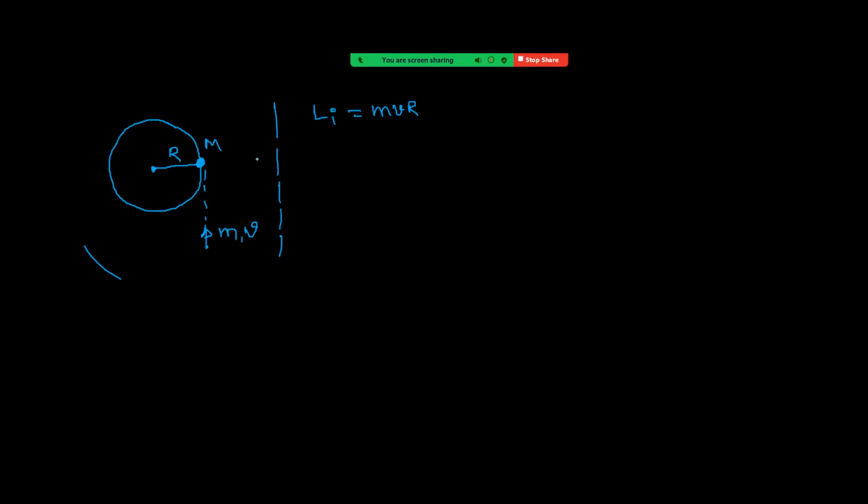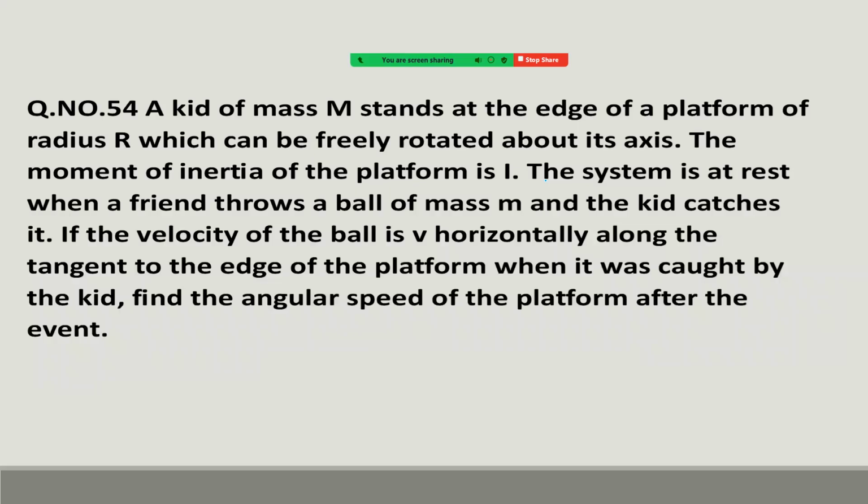So m v r is the initial value. Final value, when the boy catches the ball, is I plus M plus m into r square, that is the moment of inertia about the axis of rotation, into omega. This is equal to the initial value m v r. From this we get the omega value. So it is a direct and very simple one. See the next one.